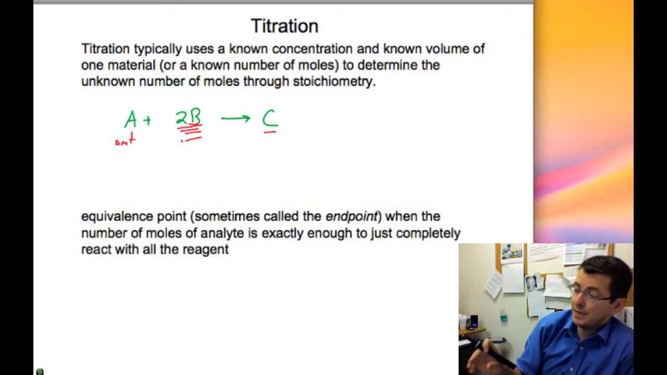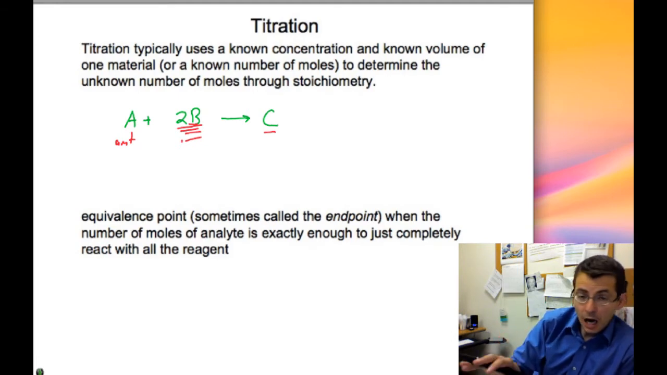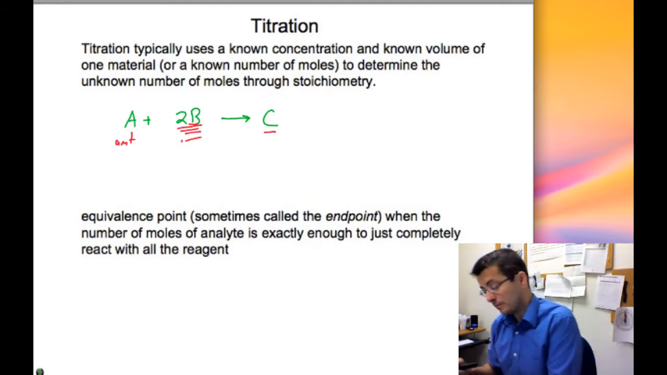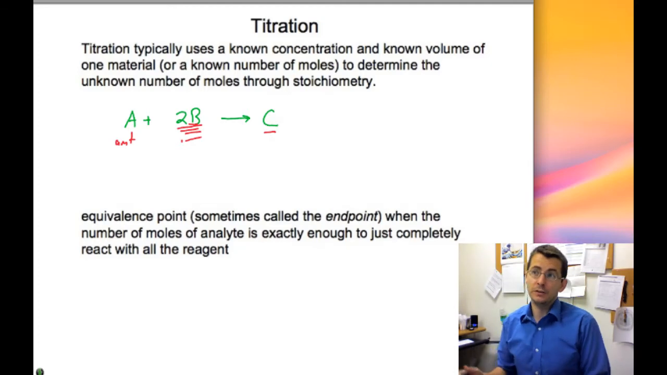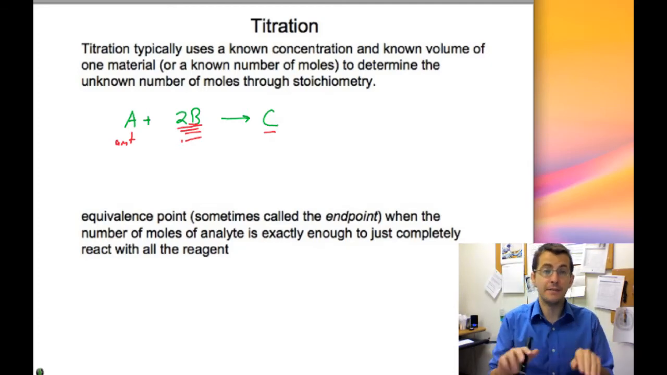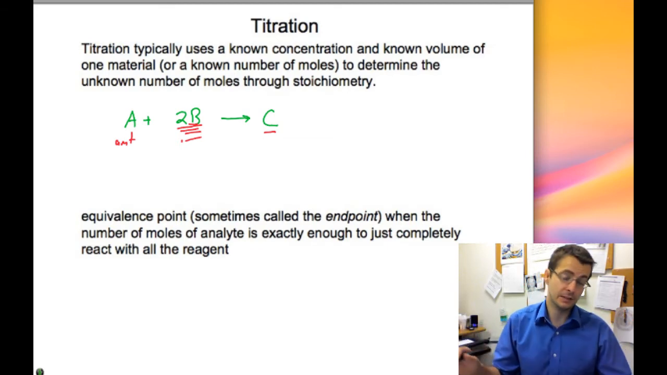You add acid to the base up until the point when the base and acid are equal. The moles of acid are exactly enough to cancel out the moles of base. Up until that point, there will always be an excess of one or the other. At that point, there will be an excess of neither. And when you go past it, there will be excess of, say, acid, for instance.